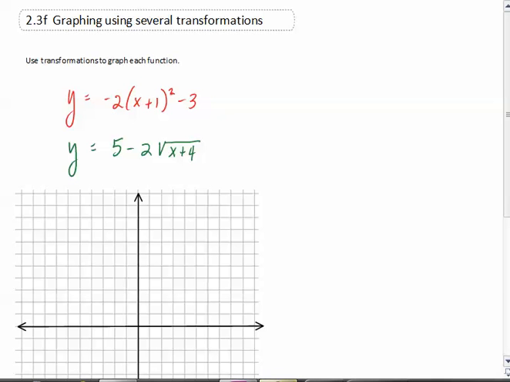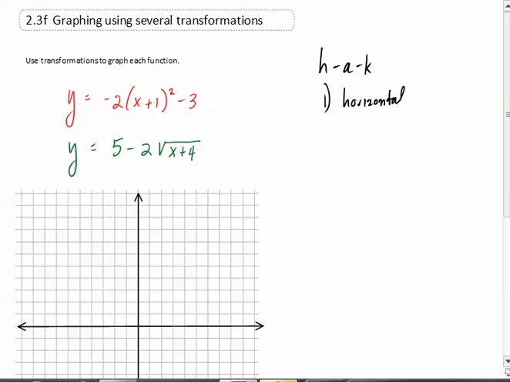Okay, we're going to take a look at graphing using several transformations. Now, there is an order in which we graph more than one transformation, and I'm going to give you a little acronym to help you with this. We're going to do HAK. HAK just means first we're going to do any horizontal.